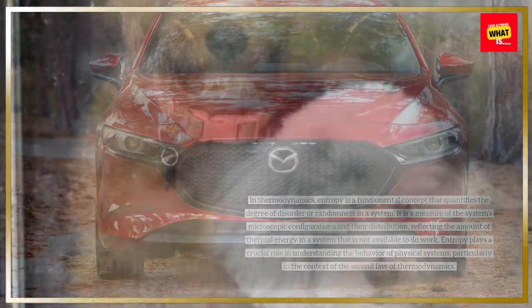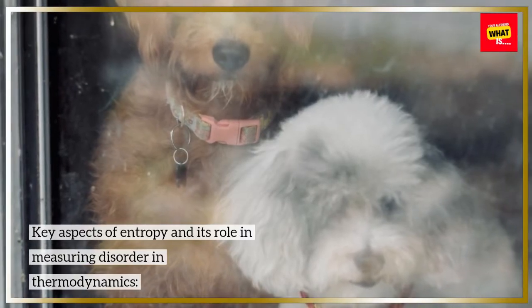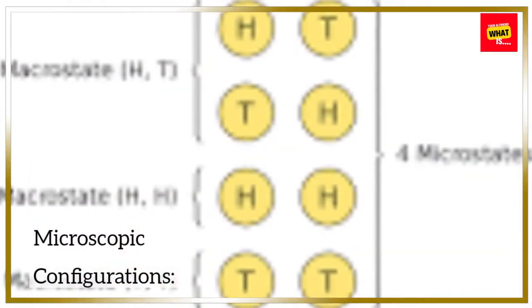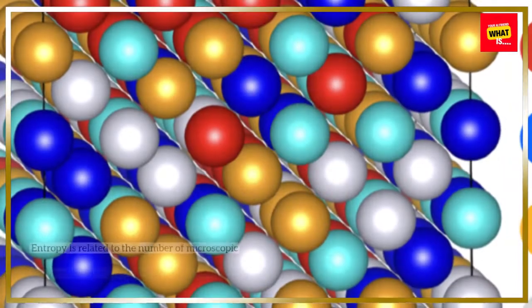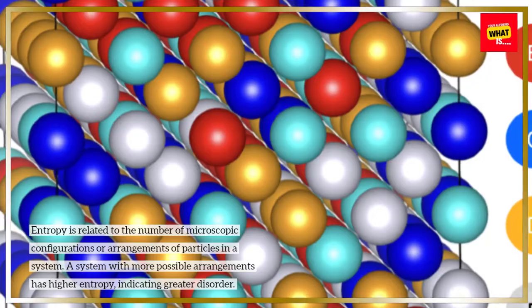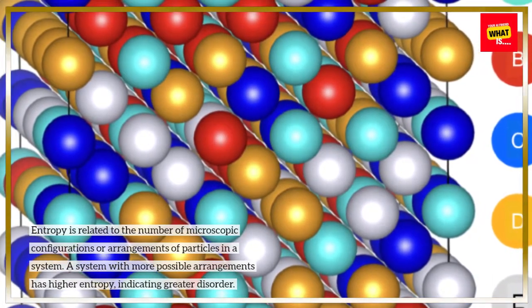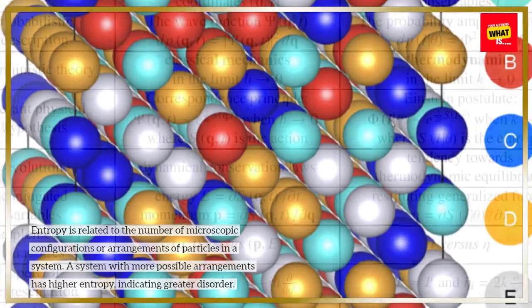Key aspects of entropy and its role in measuring disorder in thermodynamics. Microscopic configurations. Entropy is related to the number of microscopic configurations or arrangements of particles in a system. A system with more possible arrangements has higher entropy, indicating greater disorder.